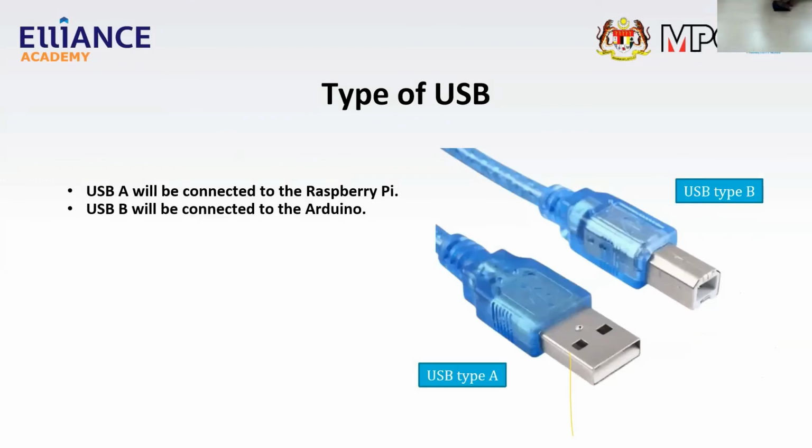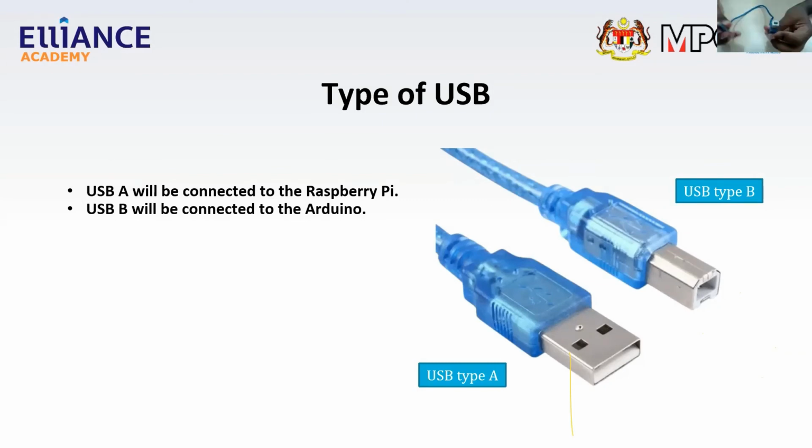Okay. Next, we have the types of USB. I'll show you the USB which will be used to connect to the Arduino. This is actually a single wire which has 2 different USB type ends. This is the USB type A. I think everyone has seen this before, the commonly used USB. This is called the USB A. And this is the USB type B.